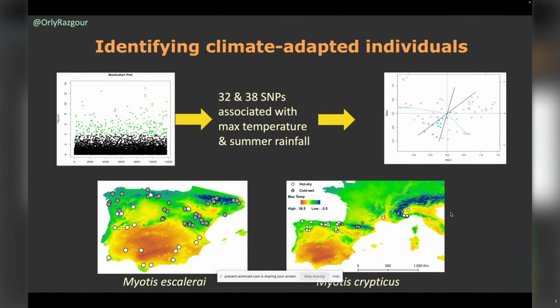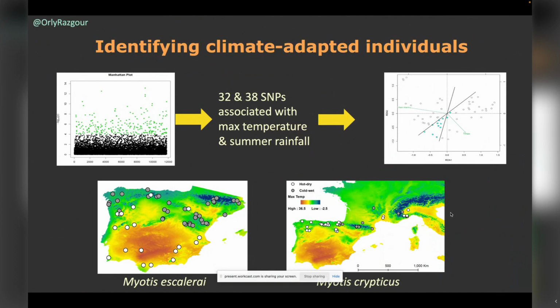So we use genotype environmental association analysis, something that's already been mentioned in previous talks, to identify genomic regions that are associated with climatic conditions likely to change under climate change, and likely to also be important for the reproductive success and survival of the species. So in the case of these bat species, these are maximum temperatures and summer rainfall.